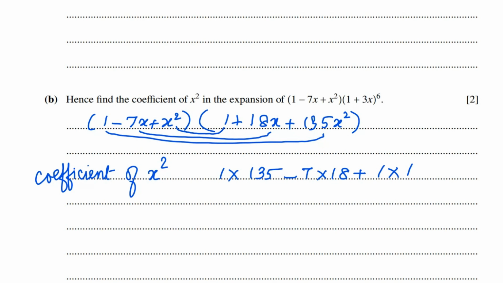So this is equal to 135 minus 126 plus 1. So this is equal to 10. So the coefficient of x squared is 10.